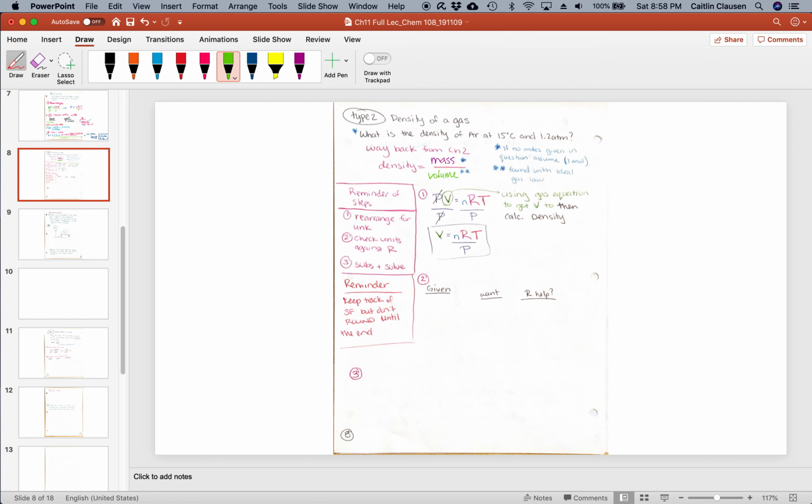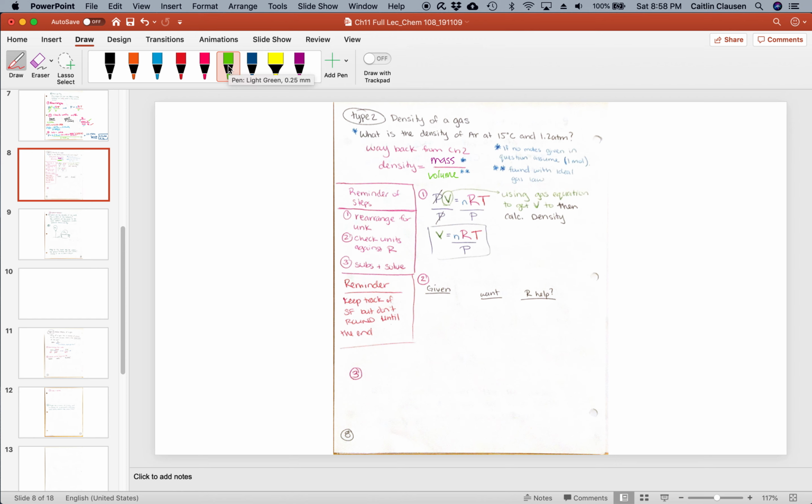The volume, though, has to come from the ideal gas equation. So to solve this problem, we got to set up our equation for volume, divide each side by pressure. That gives us volume equals moles times the gas constant times temperature, all divided by pressure. Then we solve like we do usually for the ideal gas equation for volume.